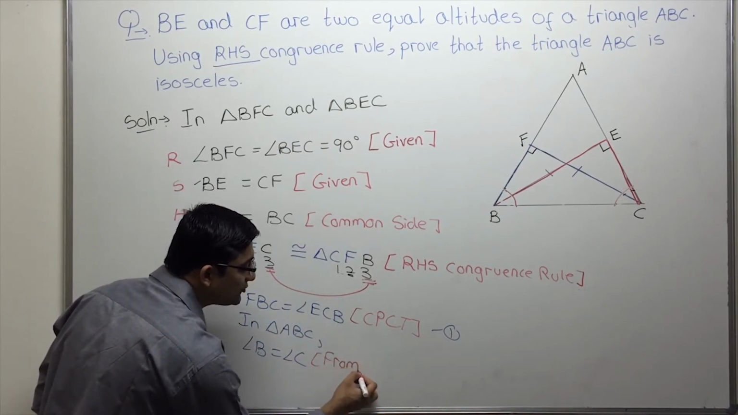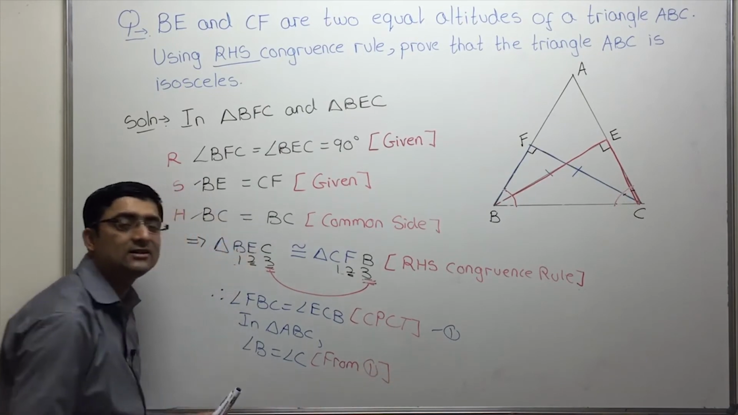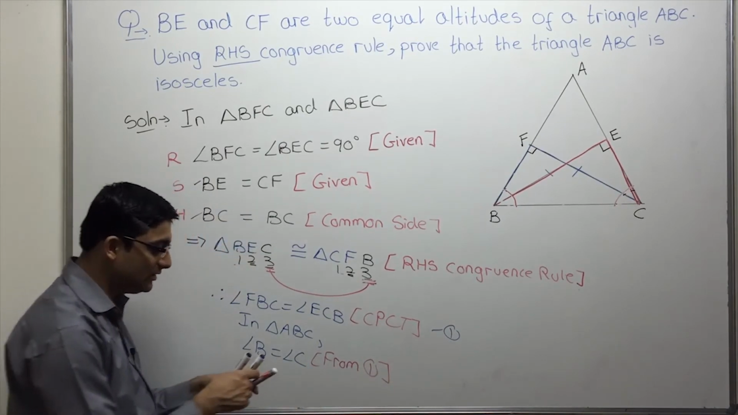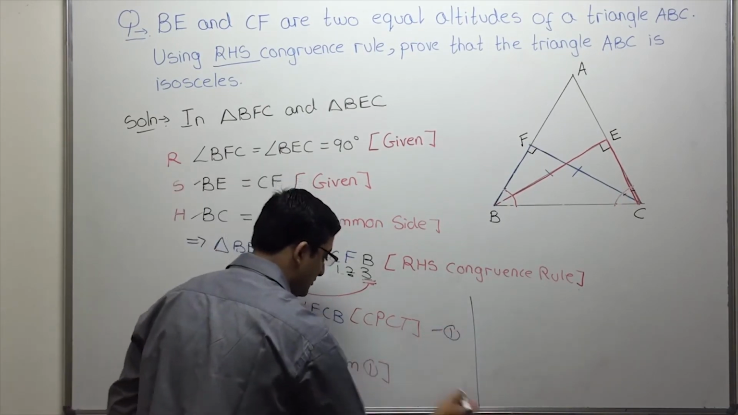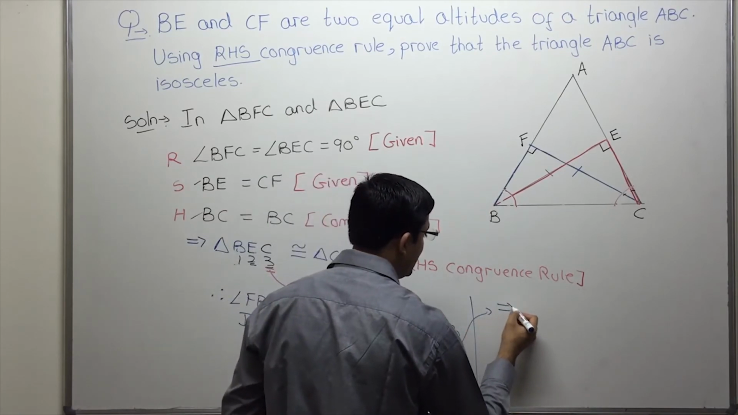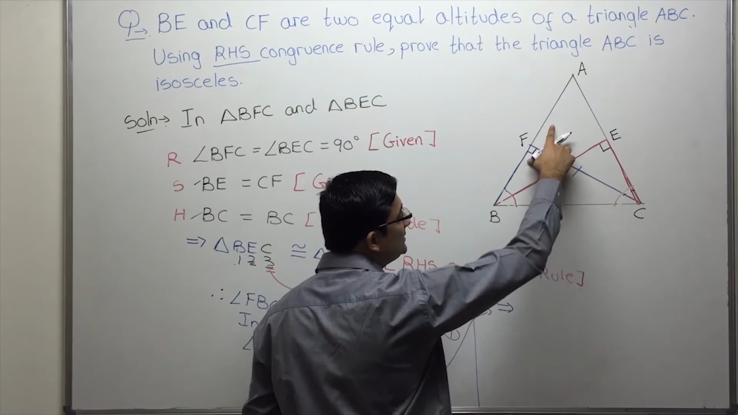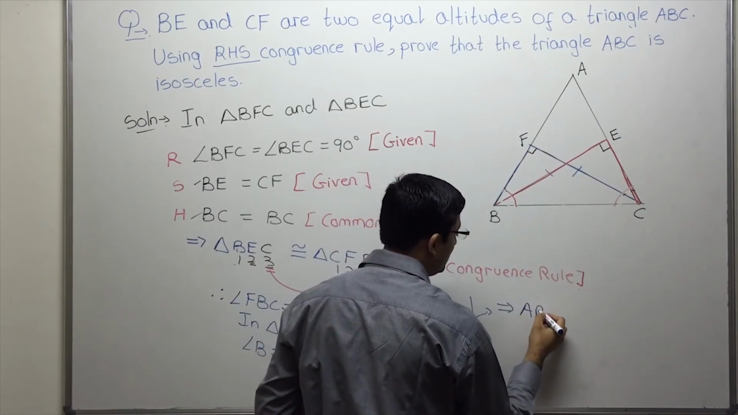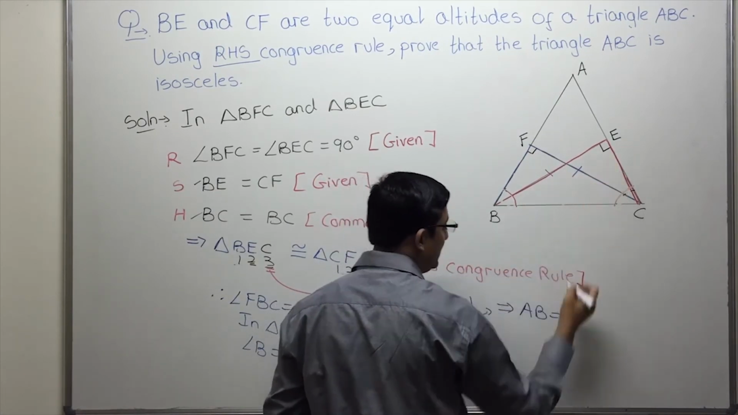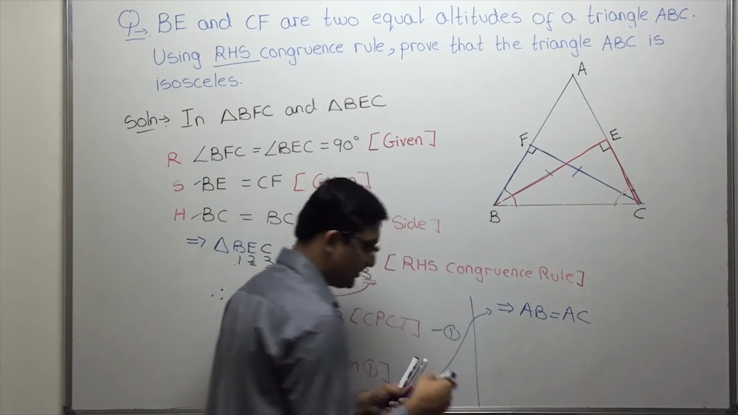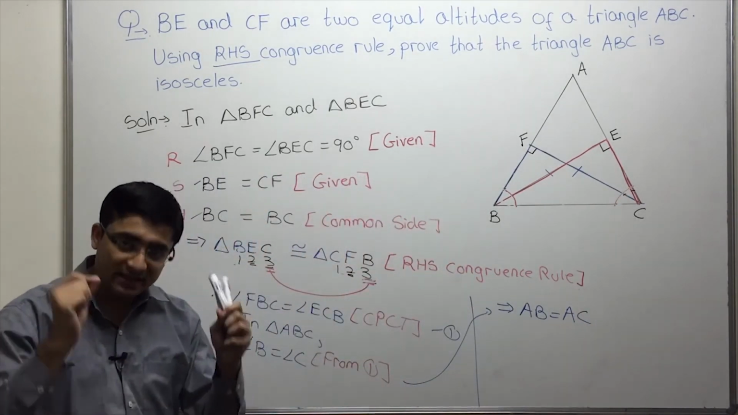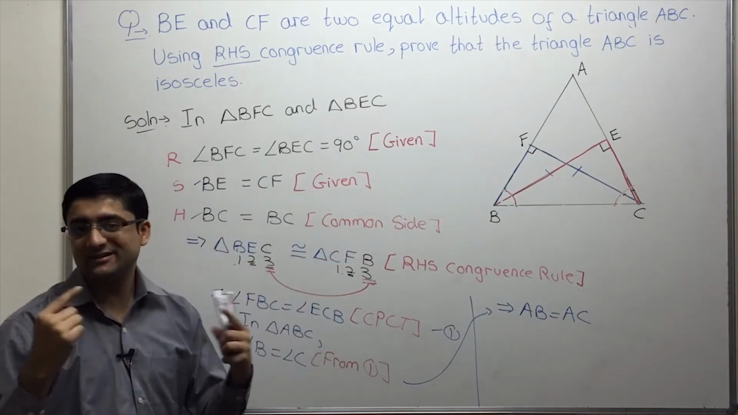The moment in a triangle, two angles are equal, that means sides opposite to them are also equal. So I'll say this implies, what are the sides opposite to angle B and angle C? Side opposite to angle C is AB. Side opposite to angle B is AC. So AB is equal to AC. What is the reason? In a triangle, sides opposite to equal angles are equal.